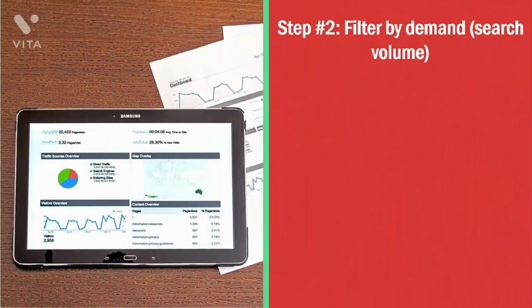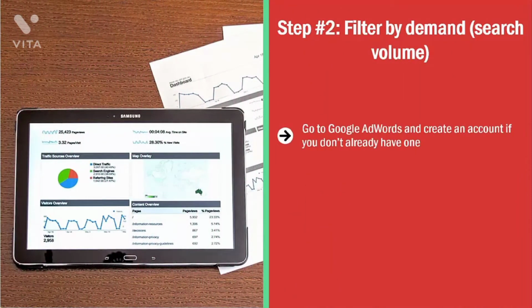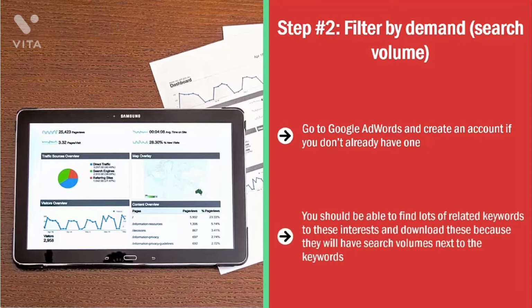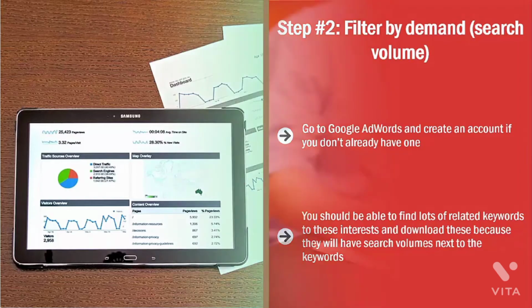Step number 2, filter by demand, search volume. Go to Google AdWords and create an account if you don't already have one. Once you're logged in, click Tools and use Google's Keyword Planner tool. Enter keywords that are related to the personal interests that you listed in Step 1. You should be able to find lots of related keywords and download these, because they will have search volumes next to the keywords. At this point, you're going to delete from your list niches or personal interests that have too little search volume or too much. You want something in the middle.